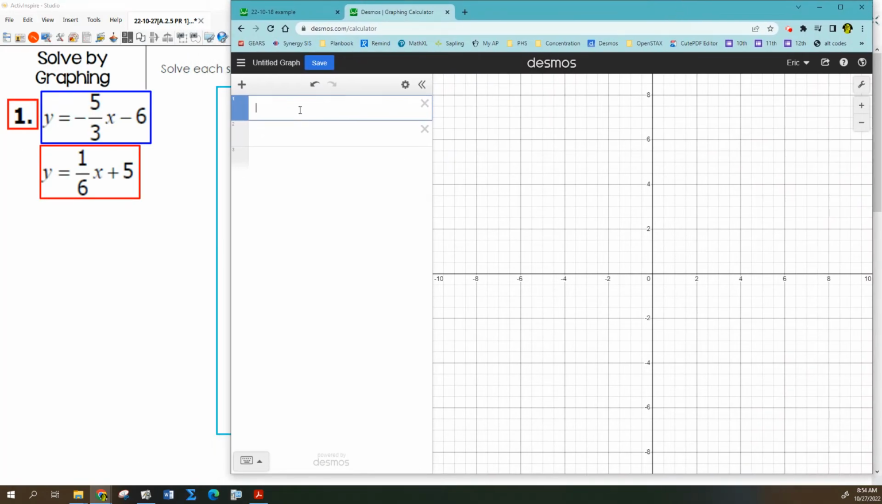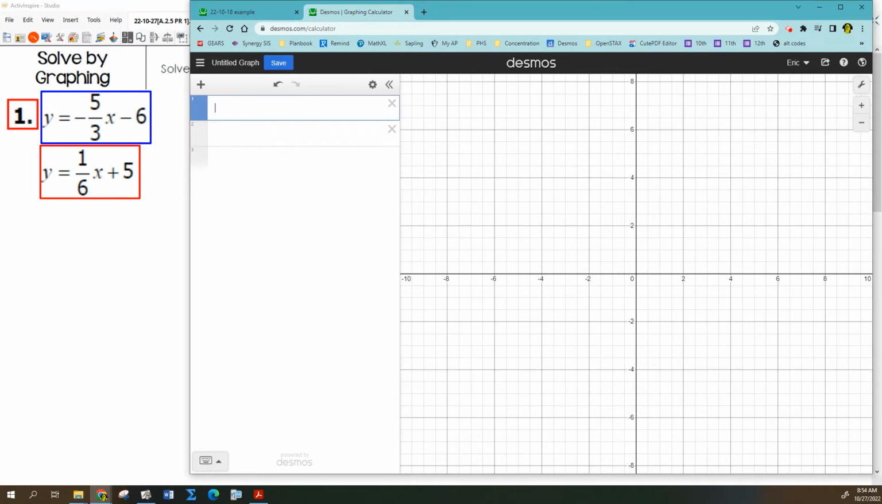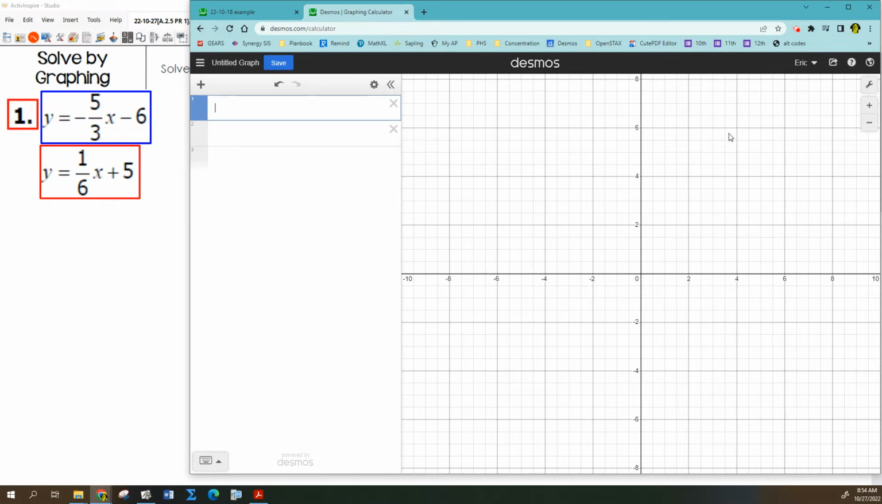So graphing calculator. Using Desmos, it's so simple. All you have to do is type in the equation exactly the way it looks. You don't have to solve for y. These are already solved for y. Using a TI-84, you always have to isolate the y to graph any function. So Desmos is easier in many ways.